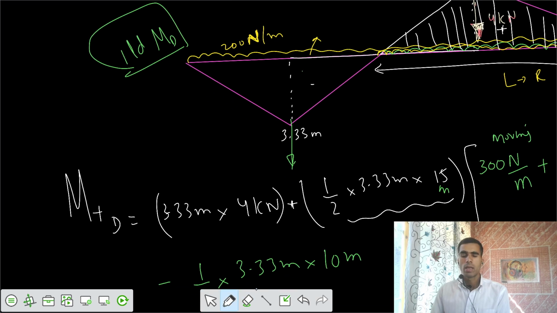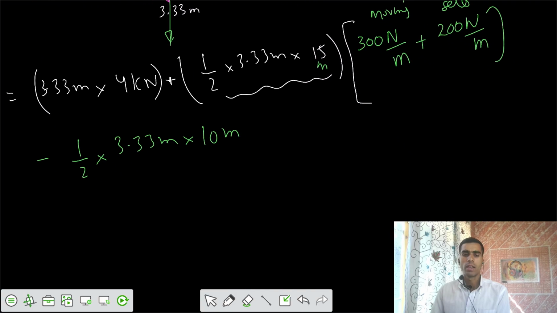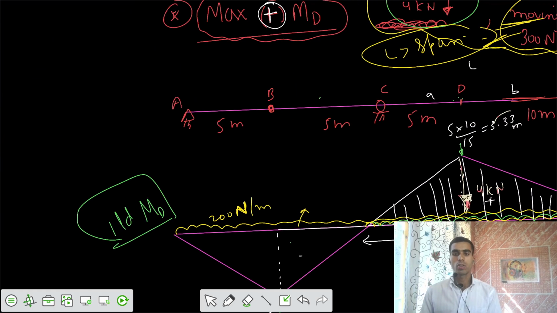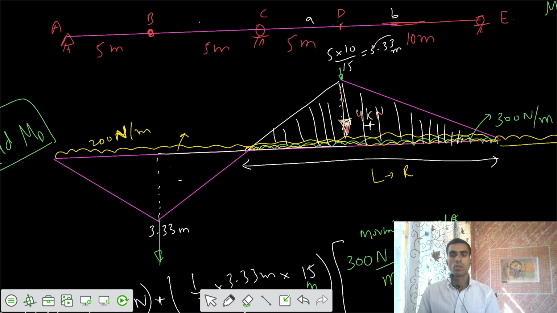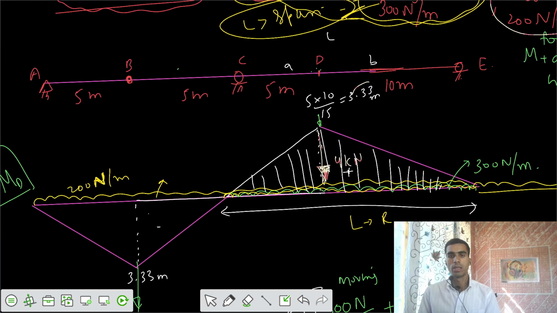Then you multiply with the intensity of that UDL, that's 200 Newton per meter self weight, and you can have that maximum value of bending moment, that is equal to 22.5 kilonewton meter. This is the approach we can have in the ILD. You can also solve this problem by the concept of simple SFD and BMD.